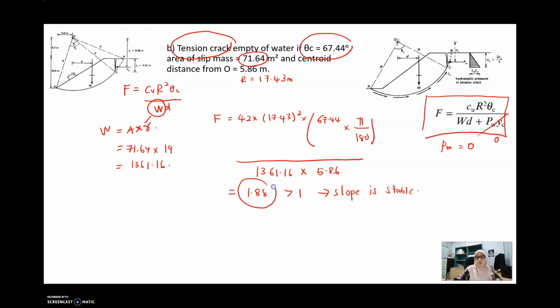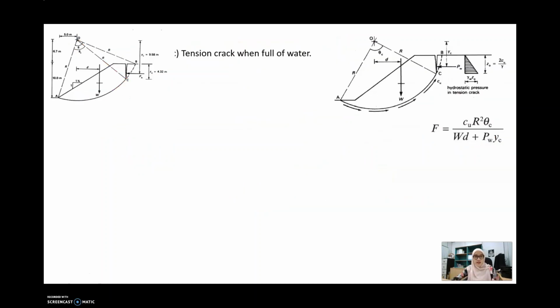Your value should be greater than previous conditions because kita punya sektor dah berkurang. Sektor kita dah berkurang, mengecil. Okay, now we continue to determine the condition C, which is in these conditions, remember, you need to consider the tension crack full with water.